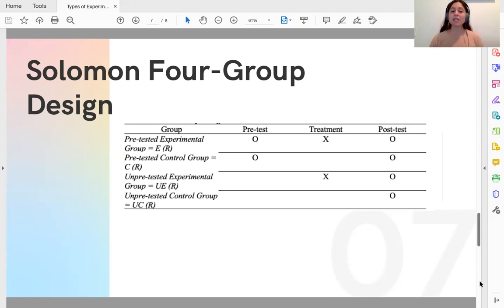But because of the need for 4 groups and because of the need of 2 treatment groups, it can be more costly to use this design. So it's not as common as you would think.